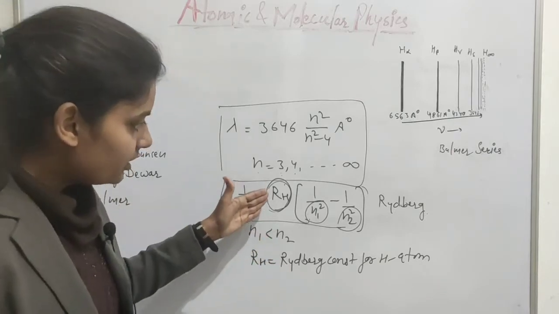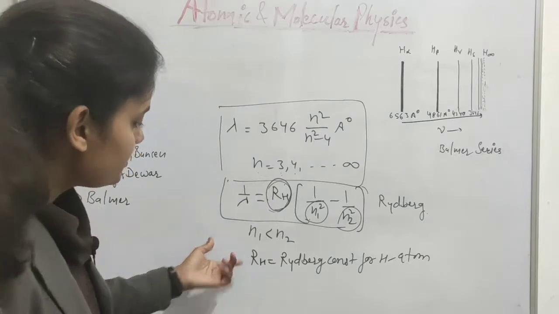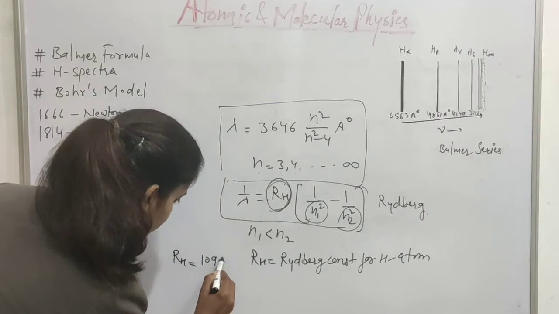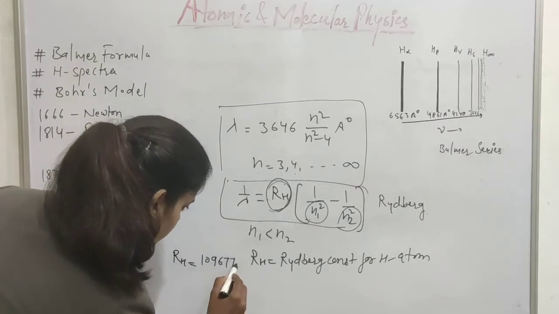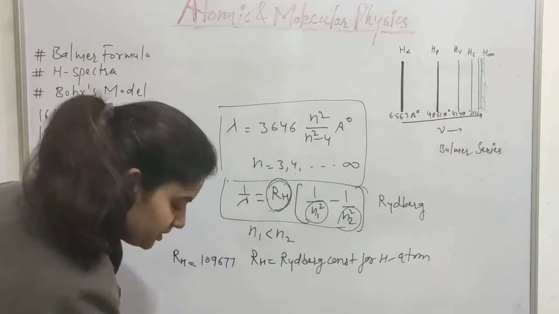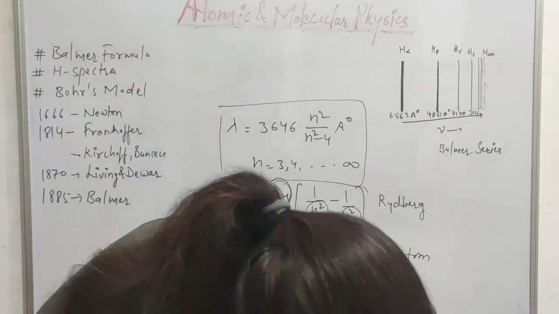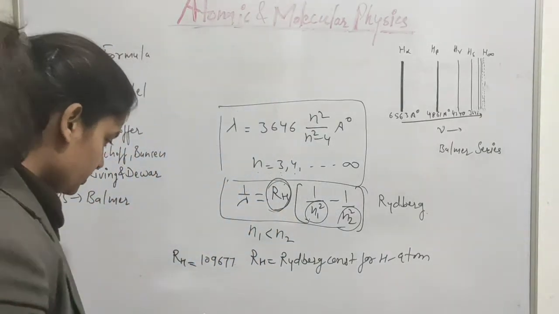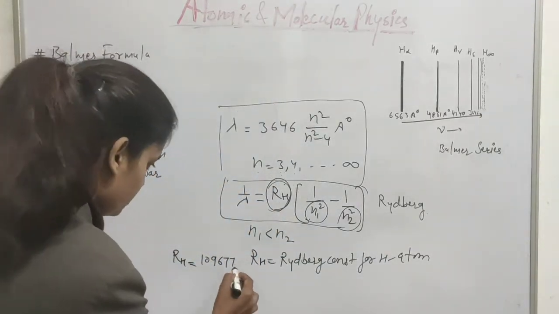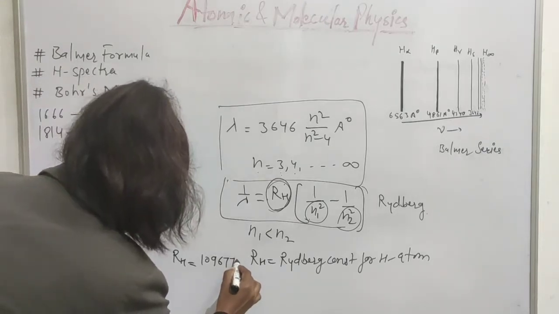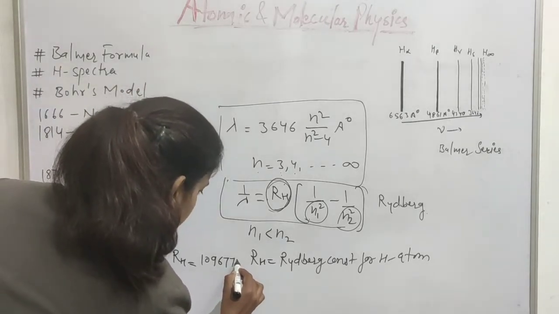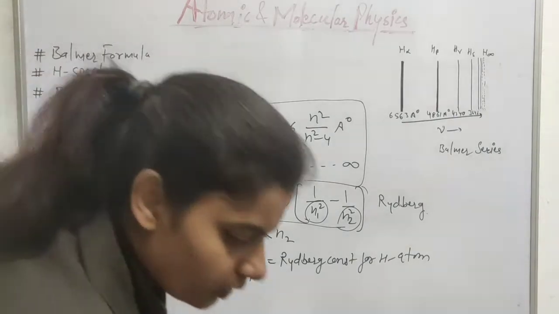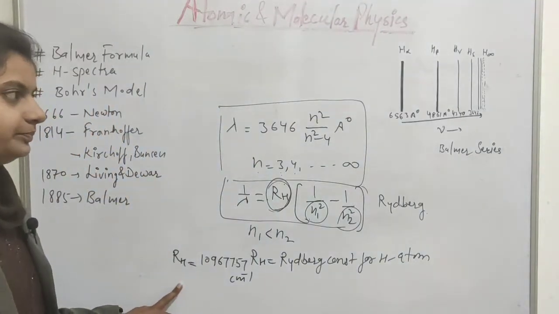to find this value. Experimentally, nowadays we have the value of R_H as 109677.57 centimeter inverse. So this is the value of the Rydberg constant for the hydrogen atom.